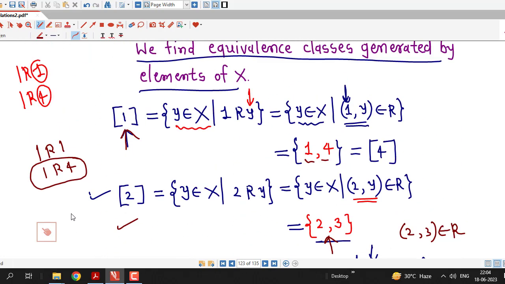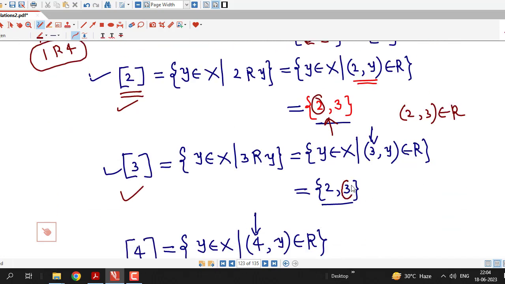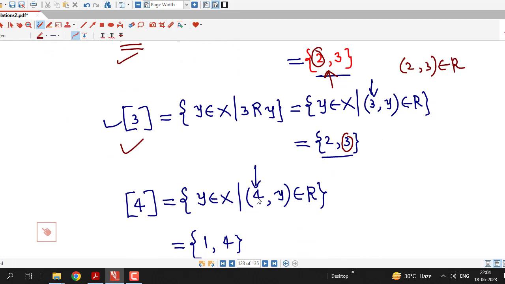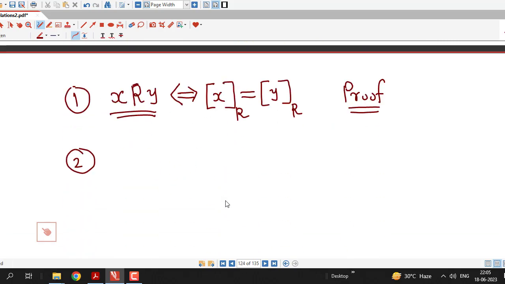Another property you can see is that the equivalence class generated by 1 contains 1, the equivalence class generated by 2 contains 2. Similarly, the equivalence class generated by 3 contains 3, and the equivalence class generated by 4 contains 4. So from this we can write or observe another property of equivalence class, that is the equivalence class generated by X always contains that element X.